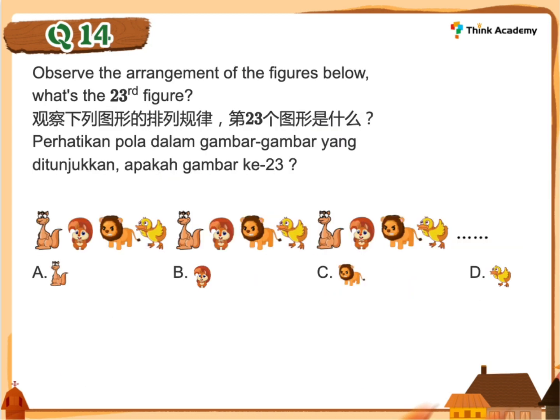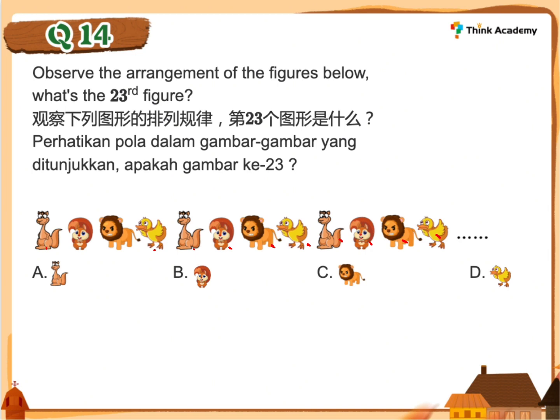And for question 14, it's also about the period. Observe the arrangement of the figures below. What's the 23rd figure? If you want to enumerate one by one: kangaroo, square, lion, dark, kangaroo, square, lion, dark, kangaroo, square, lion, dark, and then the next one will be kangaroo, and then square, and the lion and the dark. You can just draw it one by one, but I think it's a little time consuming, right?